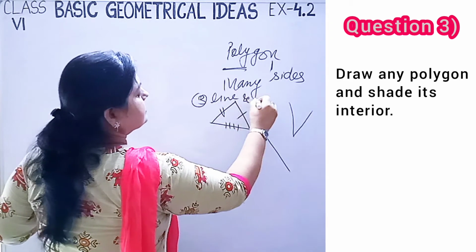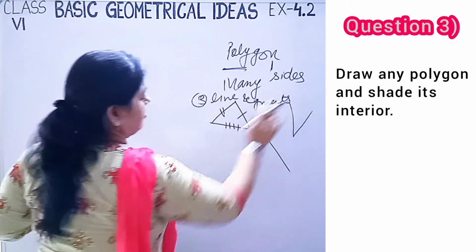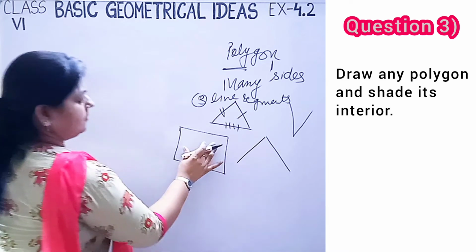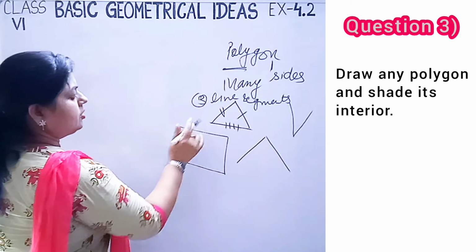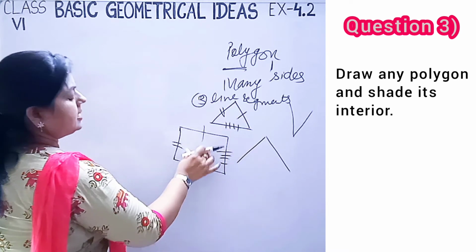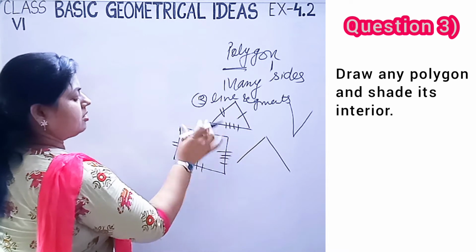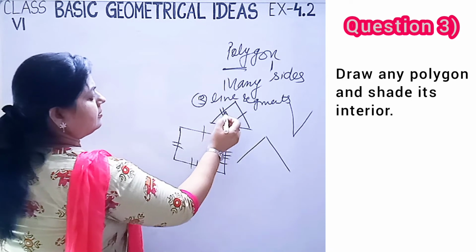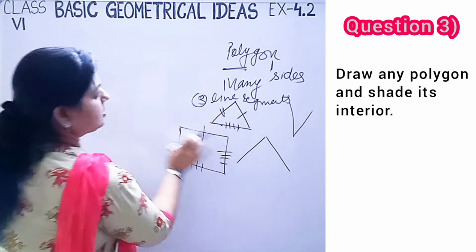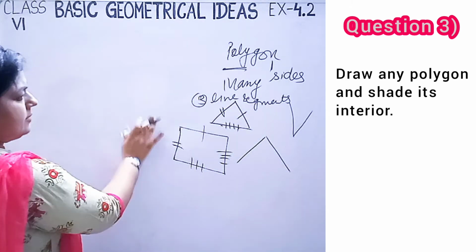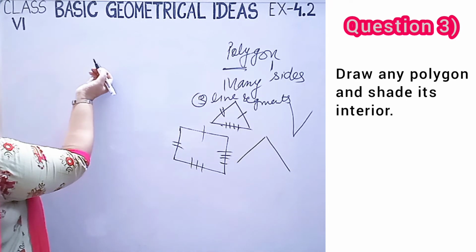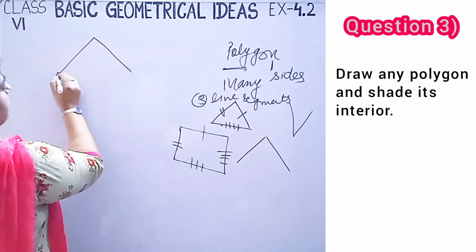We need at least 3 line segments to draw any polygon. Now this one is also a polygon. Here we have 4 sides. This is also an example of a polygon. So a minimum of 3 line segments are required to draw a polygon. Now the question is, we have to draw any polygon and shade its interior. So I am taking the example of a triangle.